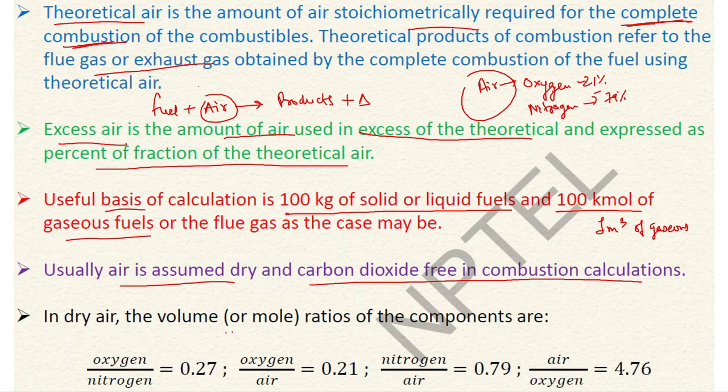In dry air, these are the volume ratios of some of the common components. Oxygen to nitrogen ratio: oxygen is 21, nitrogen is 79, so 21 by 79 is 0.27. Oxygen to air: oxygen is 21 and air we take as 100, that is 0.21. Nitrogen to air is 79 to 100, it is 0.79, and for air to oxygen, it is 100 by 21, which is 4.76.